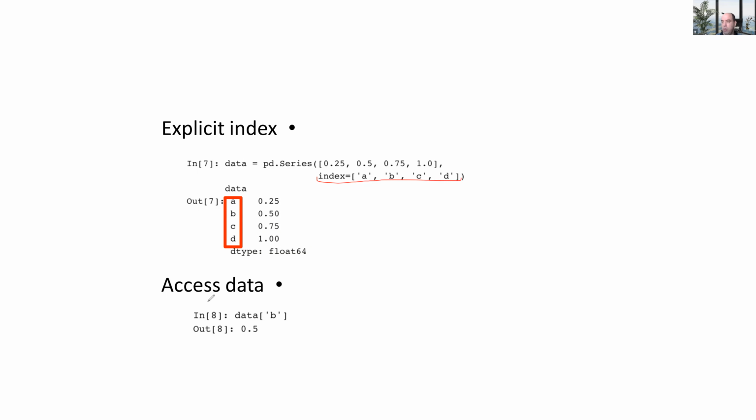Okay. Now, if I want to access the data, this is the data, so I want to access a single item in the data. I just use square brackets, data with the index, and again, if the index is a number, I can put the number. If the index is a string, I can put the string in quotes. And I get 0.5, which is this. Very simple. So this is a series.